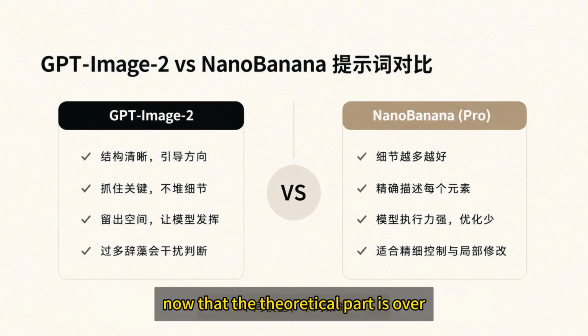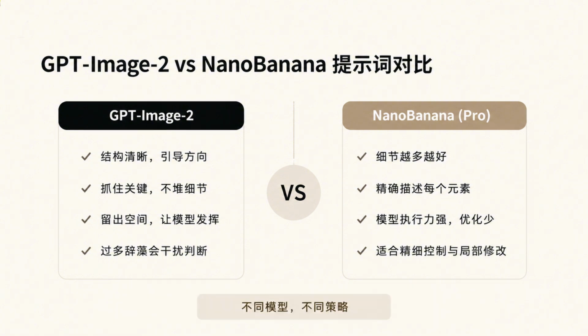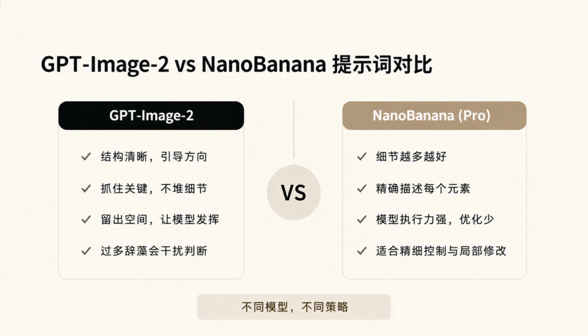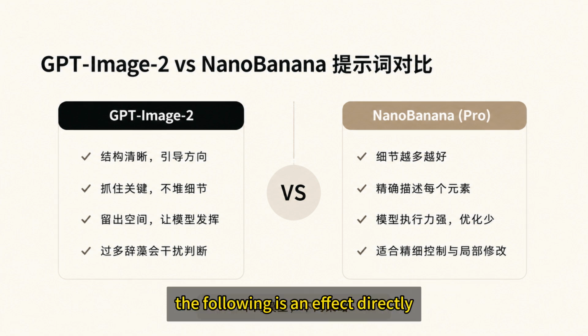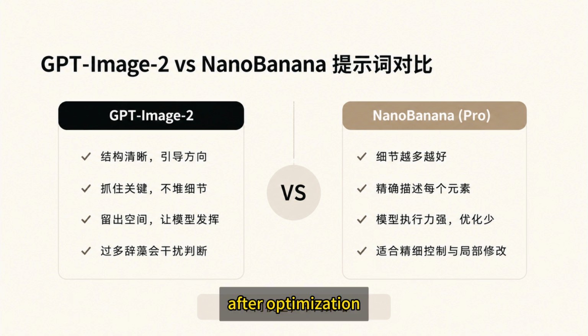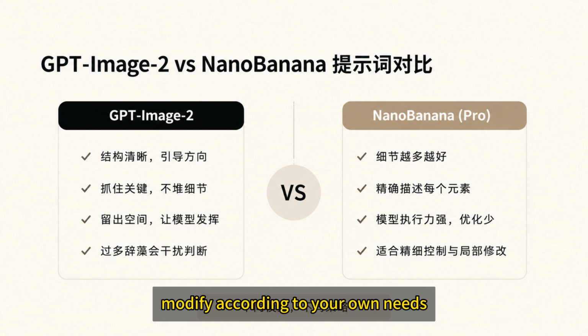Now that the theoretical part is over, let's take a look at the actual cases and operations. Let's take a look at a drawing comparison of this prompt. The following is an effect directly produced by using this prompt. Let's take a look at the above. After optimization, the prompt looks like this. At this node here, we can modify the prompt inside. Modify according to your own needs.